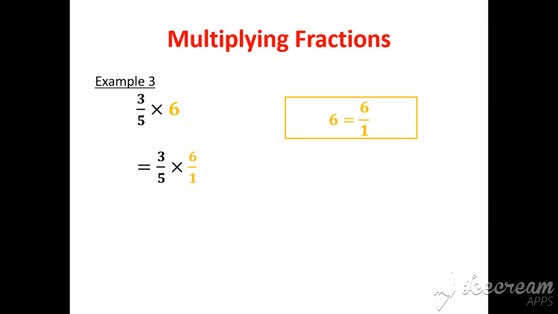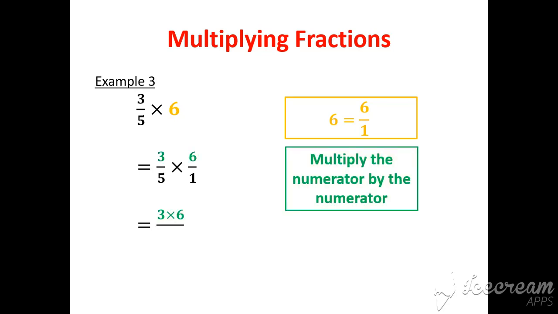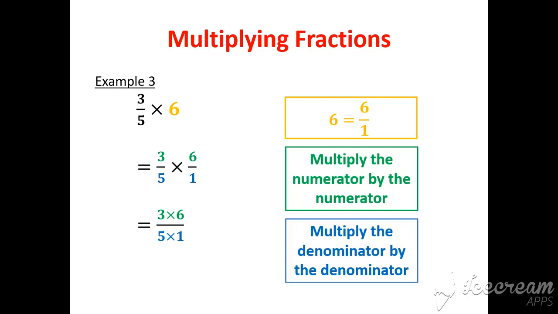So 6 is equivalent to 6/1. 6/1 is 6. 10/1 is 10. 12/1 is 12. So 6 is turned into 6/1. Now I've just got a fraction times a fraction. So I just go top times top, 3 times 6, bottom times bottom, 5 times 1. So on the top, 3 times 6 is 18. On the bottom, 5 times 1 is 5.